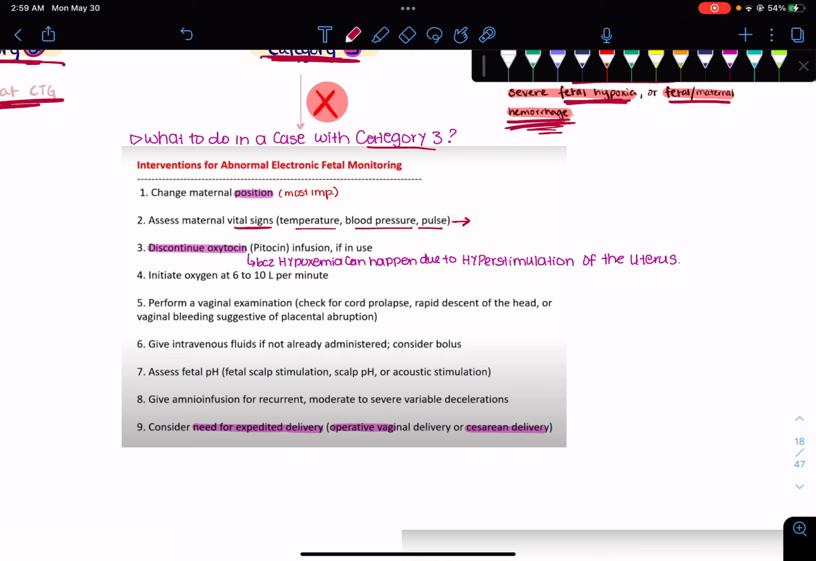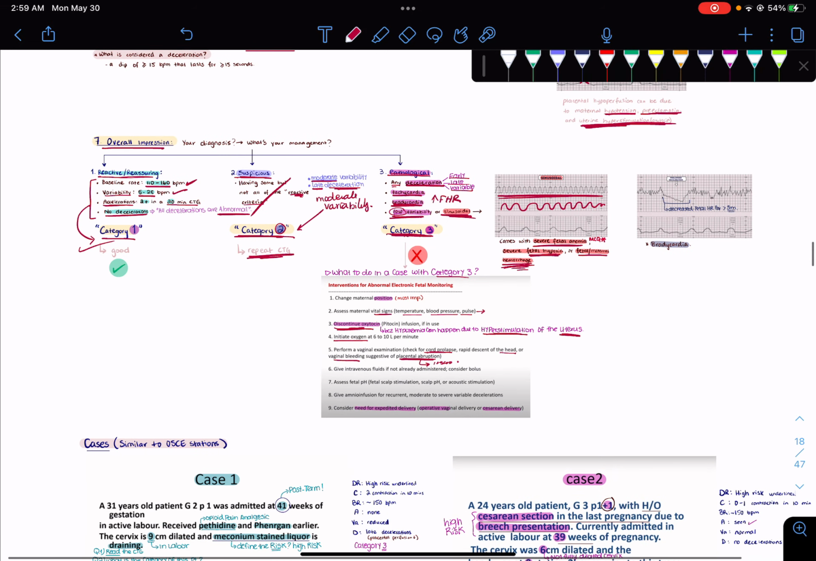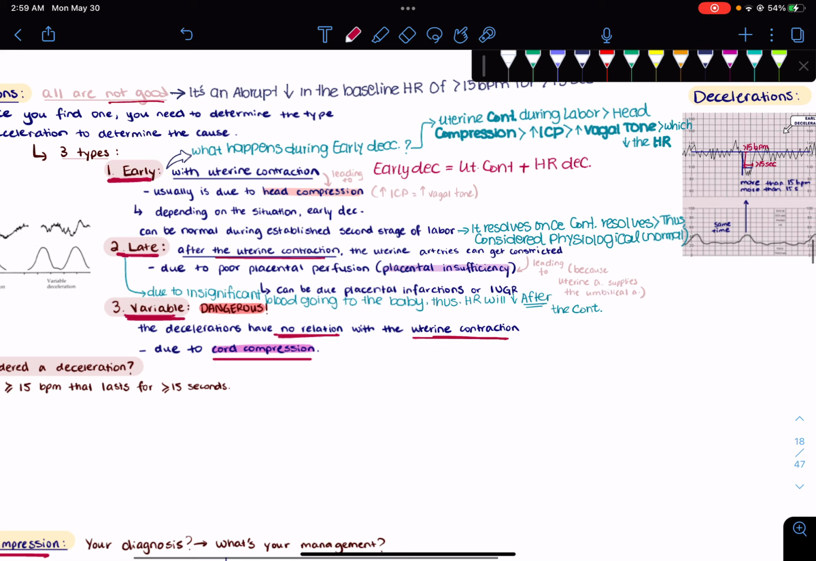And also discontinue the oxytocin. ليش؟ لأنه قلنا because hypoxemia can happen due to hyperstimulation of the uterus with oxytocin. You want to initiate oxygen. You perform a vaginal examination to check for cord prolapse, rapid descent of the head, or vaginal bleeding, which is all suggestive of placental abruption. يعني احنا قلنا placental abruption can cause placental insufficiency, which is مع مين? Placental insufficiency with the late variability.